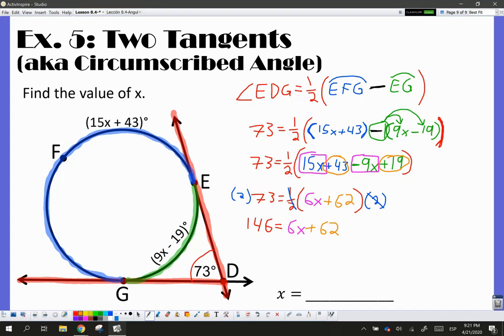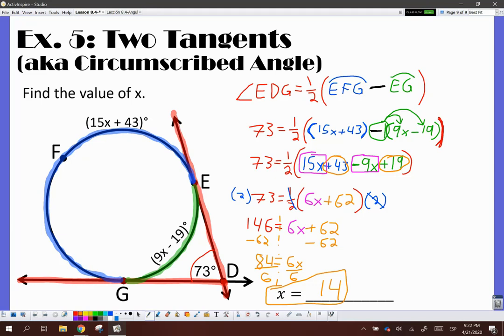And from here, I'm just solving this equation like normal. So I'm going to start by subtracting 62 from both sides. Here's my line. And 146 minus 62 gives me 84. And I'm left with 6x on this side. So now I just need to divide by 6. And when I do that, my answer is 14. So x equals 14.